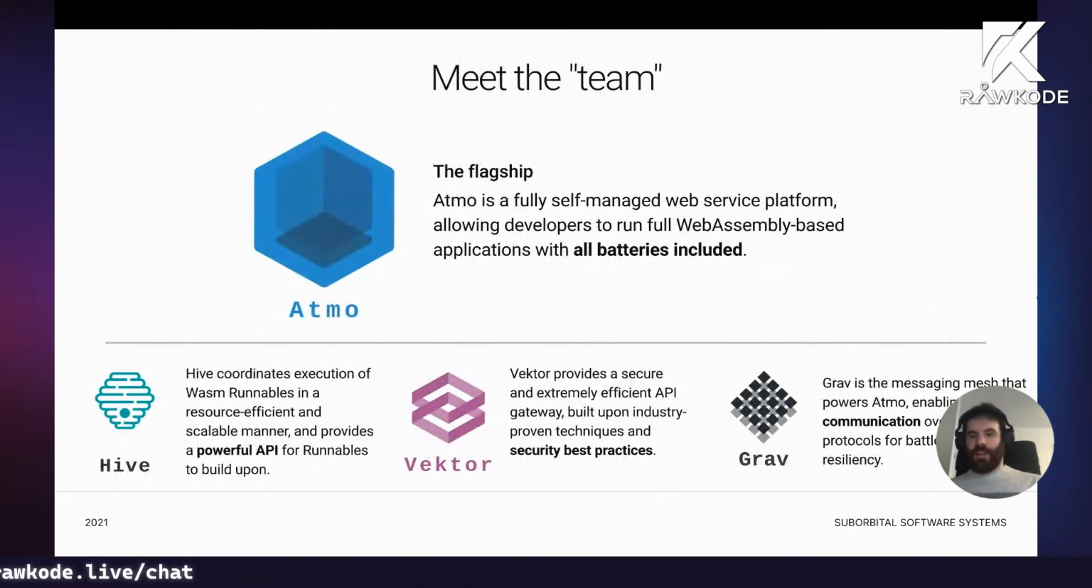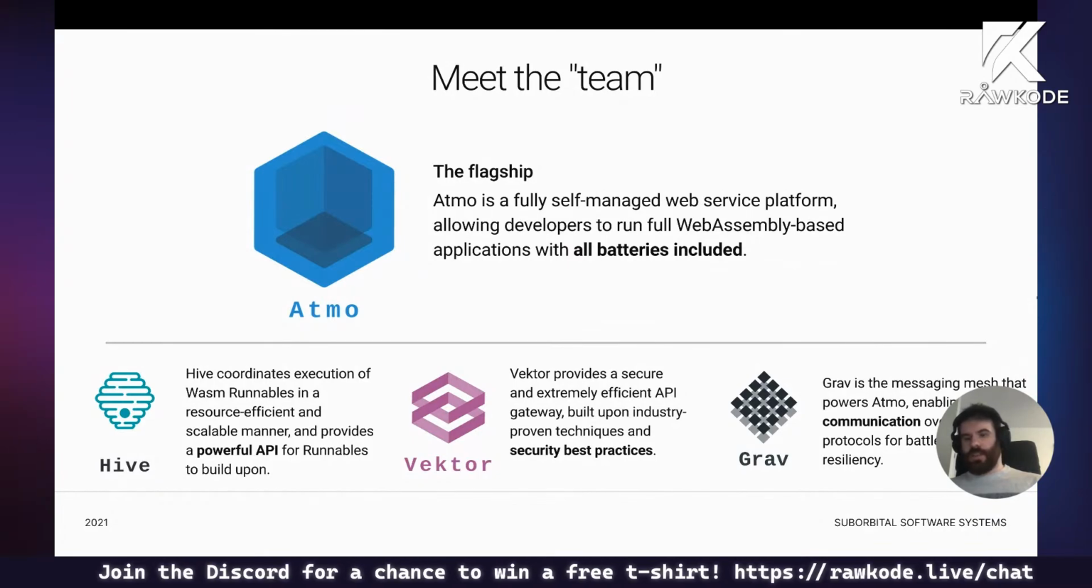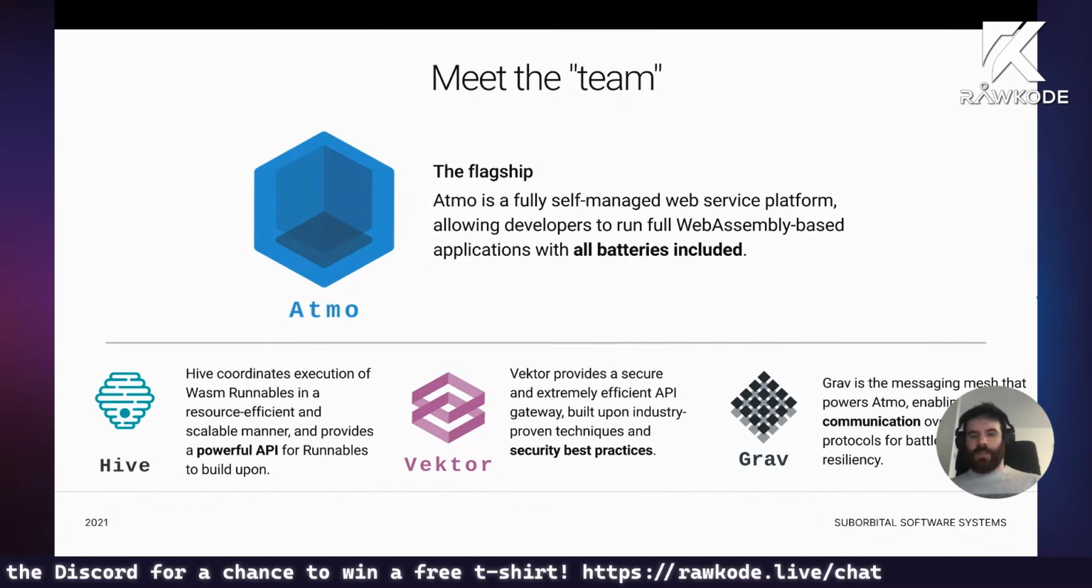So Suborbital is actually a family of projects. The main one, the one that we're going to talk about most today, is Atmo. It's kind of the batteries-included project, if you will. It has all of the WebAssembly runtime. All of the 3 projects you see at the bottom are put together to form Atmo, kind of like the Voltron robot.